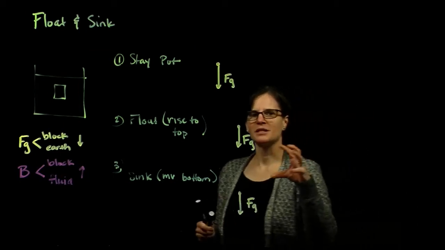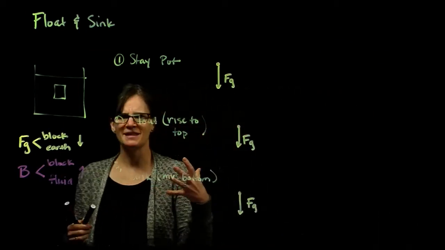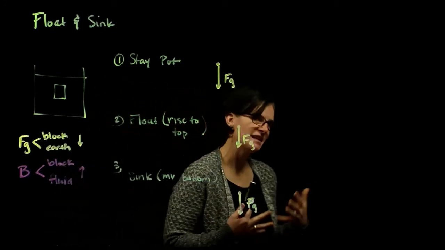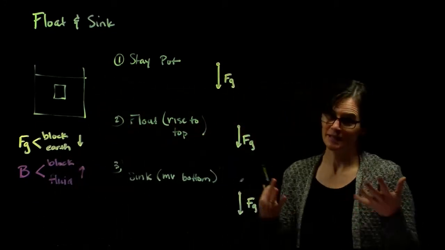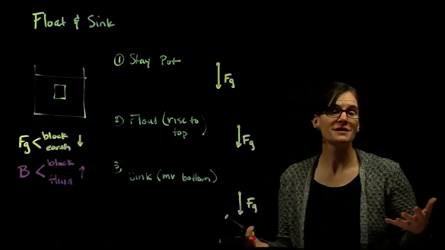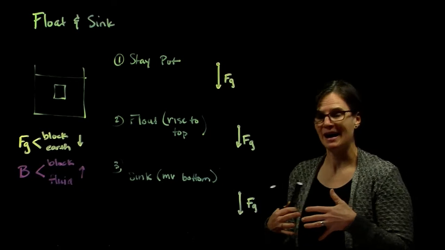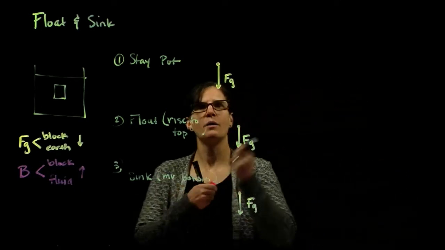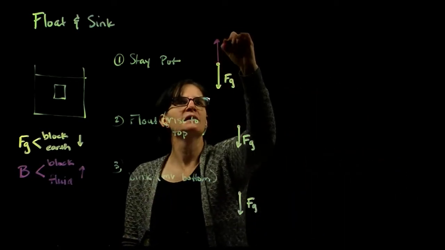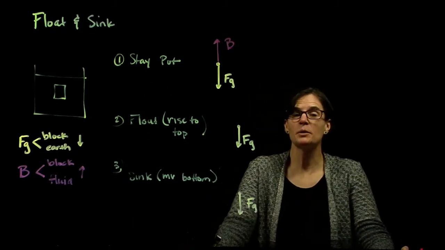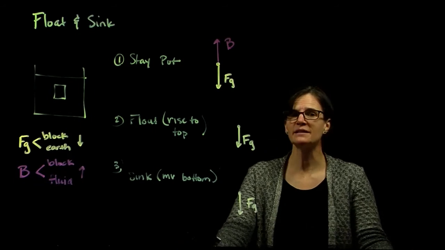If I let go of the object and it stays put, well, that means that it's not changing its motion. And if it's not changing its motion, the acceleration is zero. Therefore, the net force is zero. Therefore, the downward forces and the upward forces have to cancel each other out. And so our buoyant force must be equal to our force of gravity. Again, it's staying put.